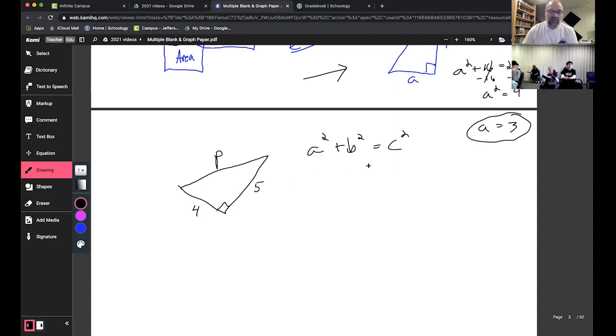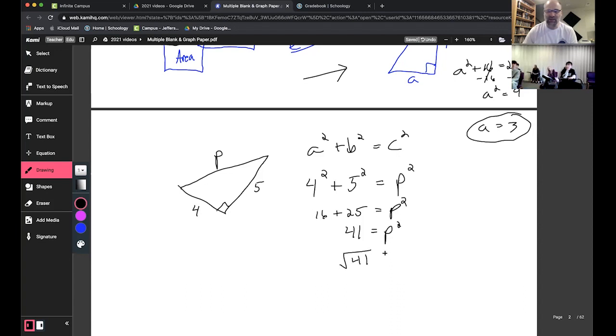So let's go back to the beginning. Remember A can be either 4 or 5. A and B are interchangeable, so it doesn't matter. Let's say 4 is A and 5 is B. P is the hypotenuse, so that's what needs to go in for C. We're solving for P. So this is 16 plus 25 equals P squared. 41 equals P squared, but we want P, not P squared. So square root both sides, and this is what you're stuck with.